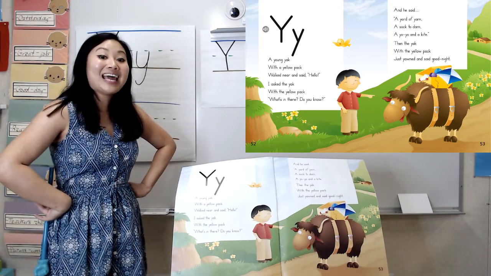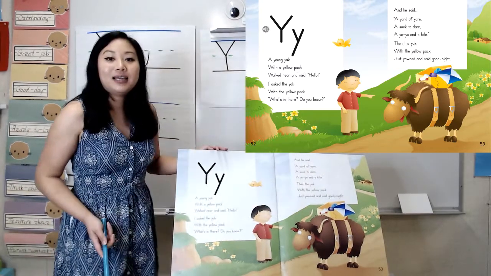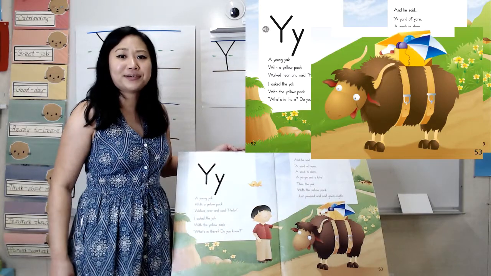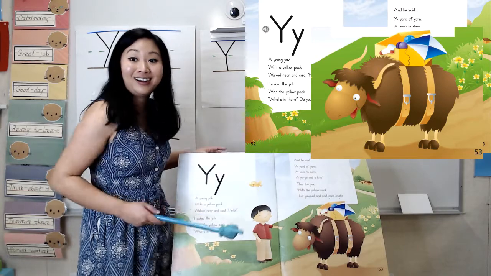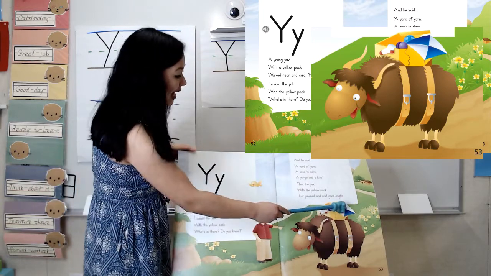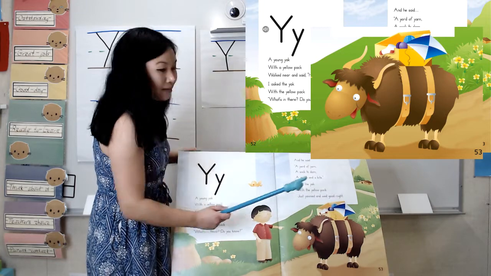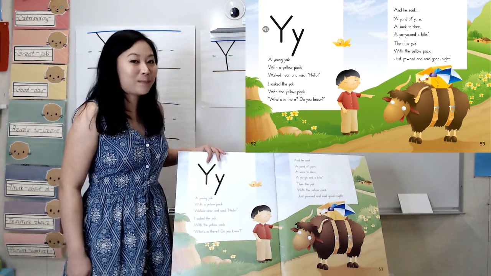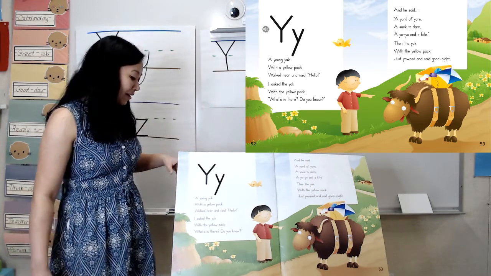You might say, I see a boy in the mountains, and it looks like there's a yak carrying a whole lot of stuff on his back. What do you see on there? Well, I see a kite and a sock, a yo-yo, and some yarn. All right, friends. I think those were some pretty good observations. Let's read our poem about the letter Y.